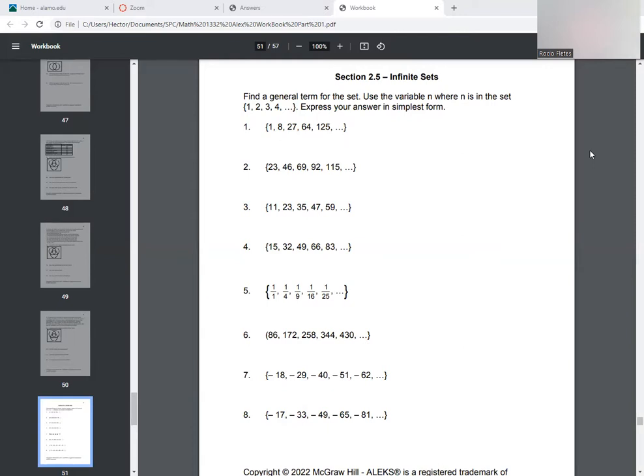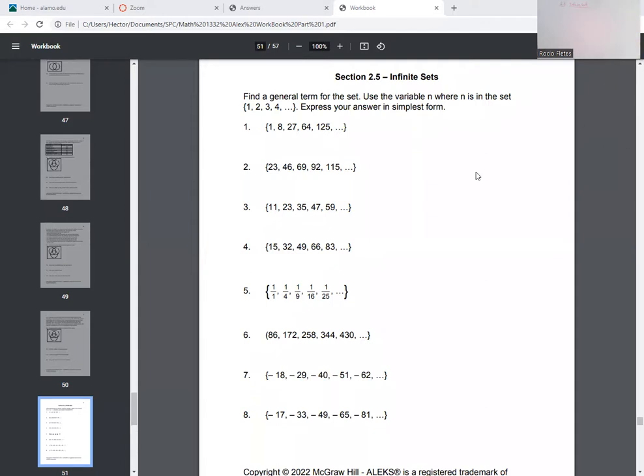This is going to be on section 2.5 on infinite sets. If we remember, when we define infinite sets, an infinite set is a set that has a cardinality that is infinite. In other words, you cannot find the limit to the number of elements. So you can always find one more element in the set. Just remember that that is an infinite set.